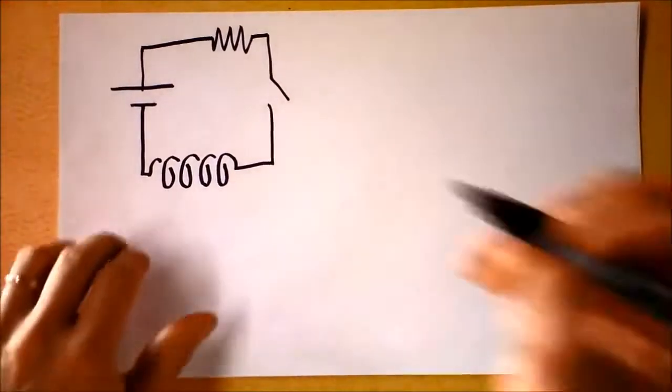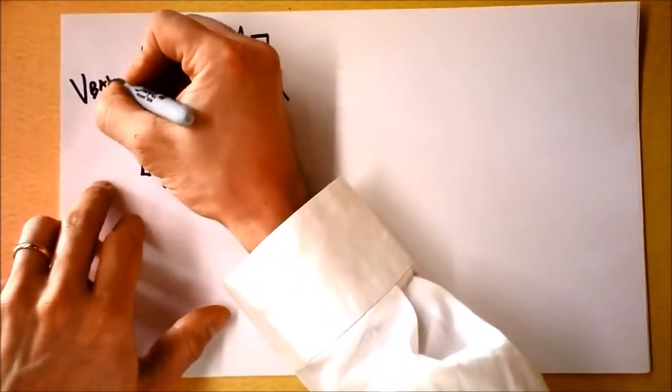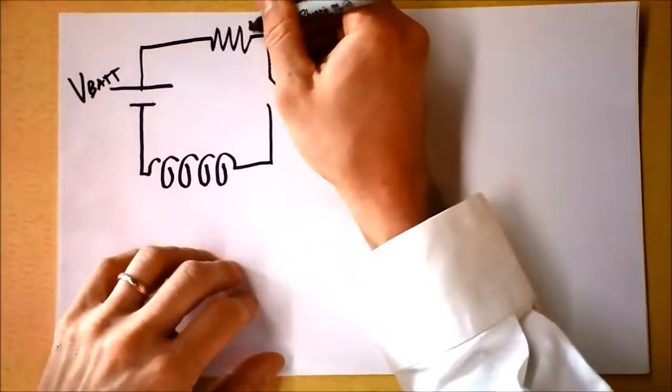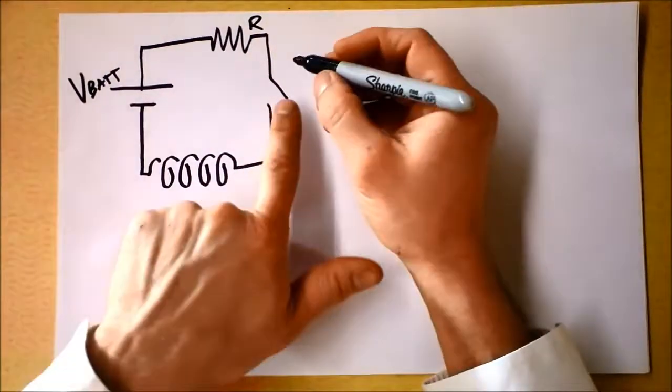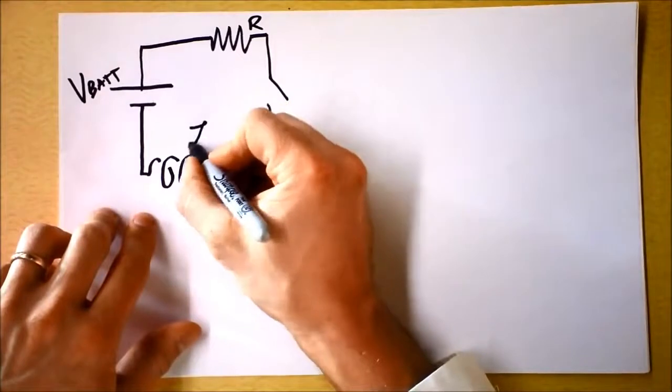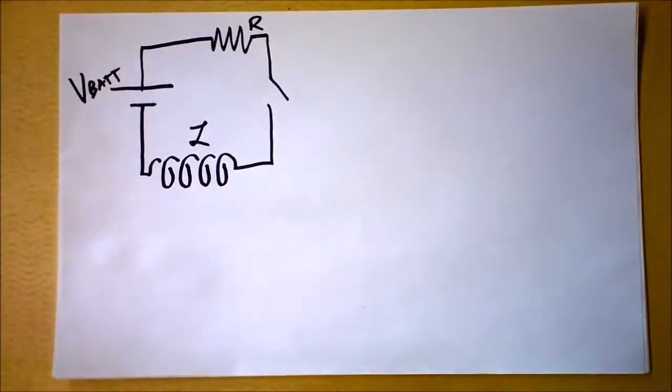I drew you a pretty circuit. We've got a battery here putting out some voltage, and we've got a resistor there, and this is just a switch. Right now it's open, and we've got an inductor. Time to go a little bit further into what inductors are all about.